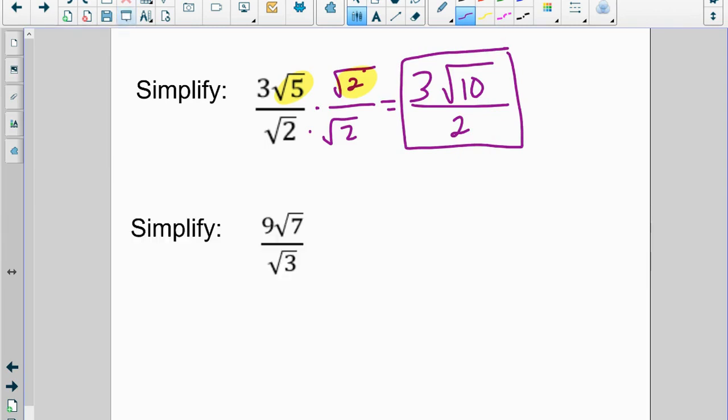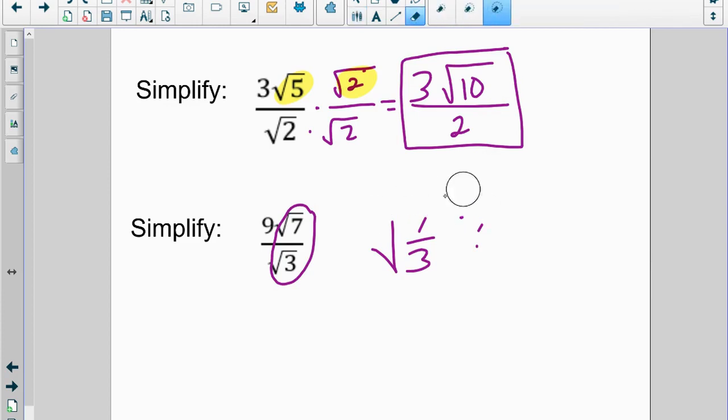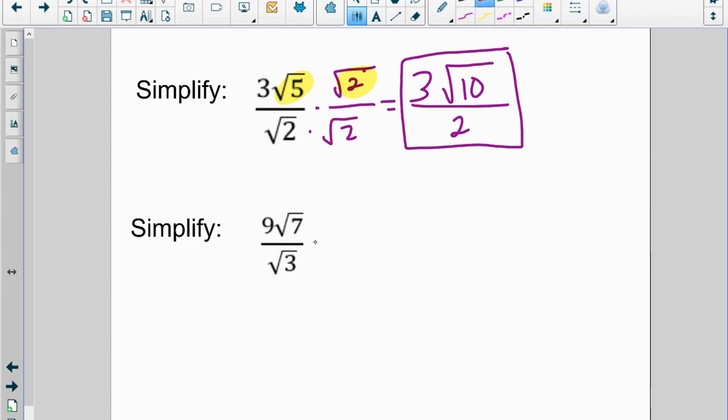All right, let's look at one more. We have 9 square root of 7 divided by the square root of 3. I start by checking to see if my quotient rule is going to help us at all. We see that that's not actually going to work because 7 divided by 3 is a decimal. So we're going to have to rationalize the denominator instead. So I want to multiply by whatever was in the denominator over there. I want to multiply by the square root of 3 on the bottom and the square root of 3 on the top within my fraction.